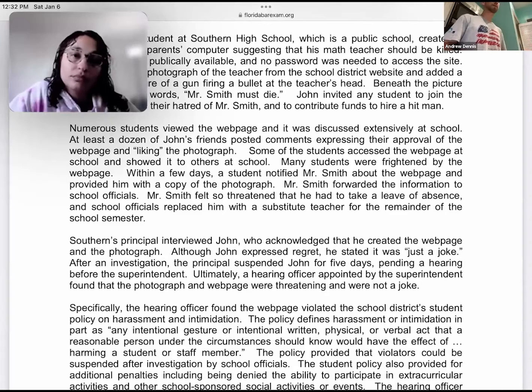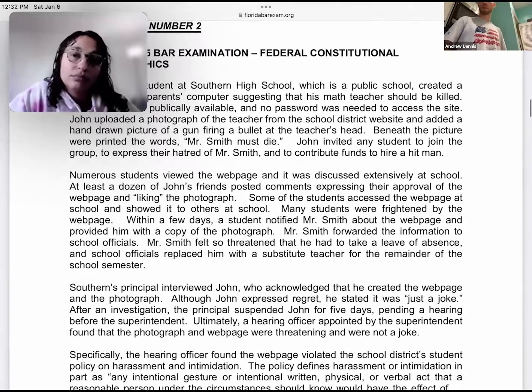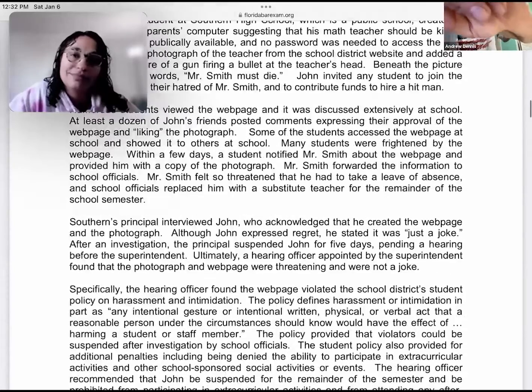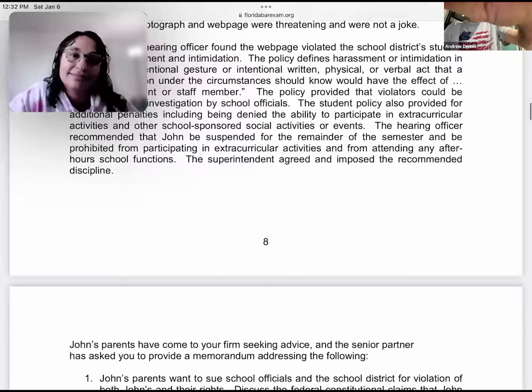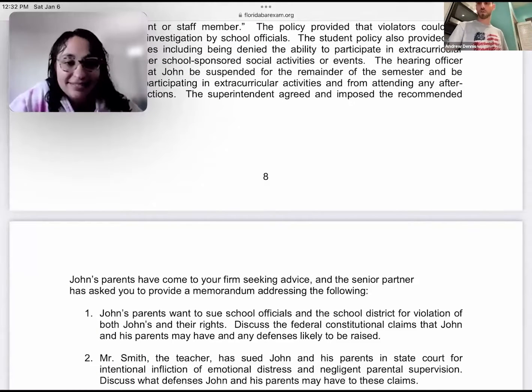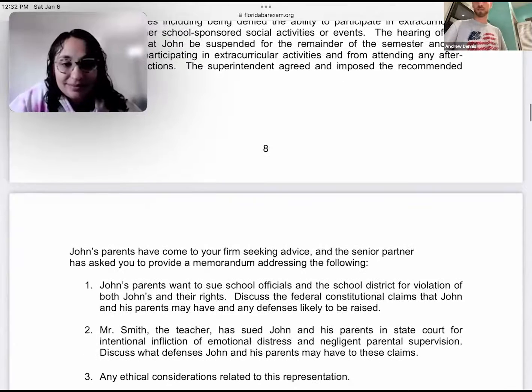We got this kid. The kid writes on a website, Mr. Smith must die, who's the teacher. And then all the kids go on and they actually, you know what? I want to read this one because it's First Amendment. Let's read this one. Okay. Sorry, I know I'm weird. Okay. So John's parents want to sue school officials and the school district for violation of both John and their rights. Discuss the federal constitutional claims that John's parents may have and any defense likely to be raised.